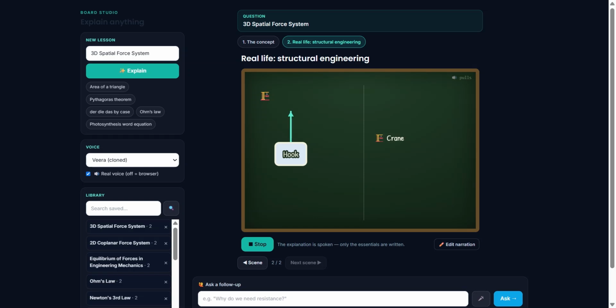The cable tension pulls upward, the load pulls downward, and wind pushes sideways. Engineers resolve each force into x, y, and z components, sum them up, and compute the resultant to ensure the hook and cable can bear the total load safely.